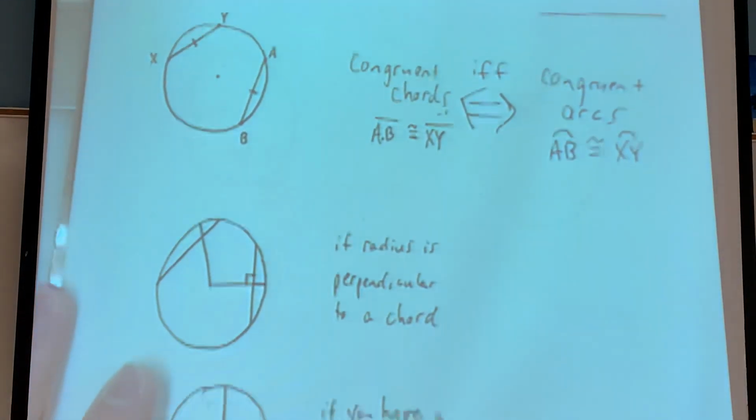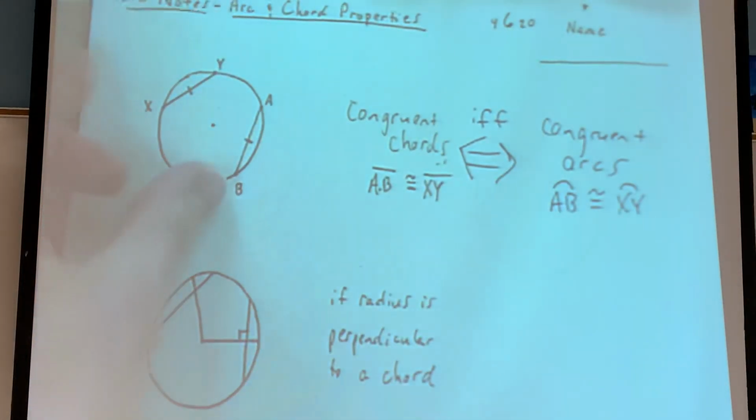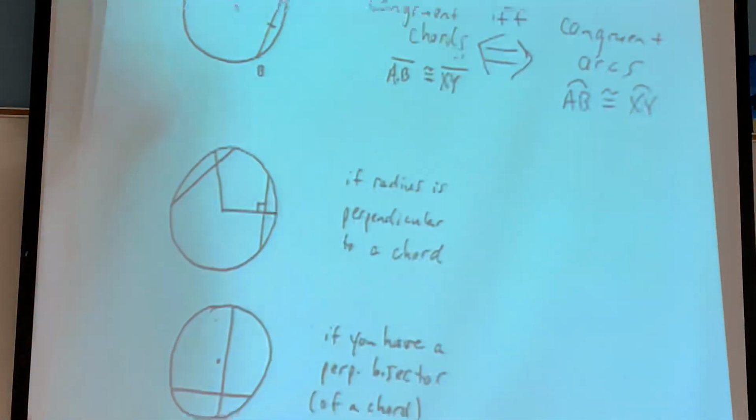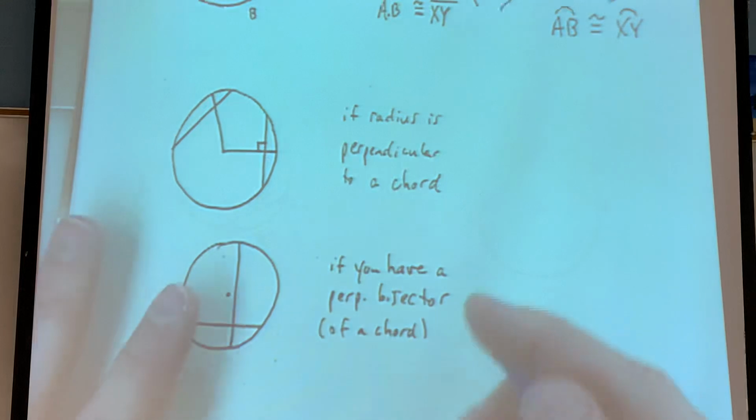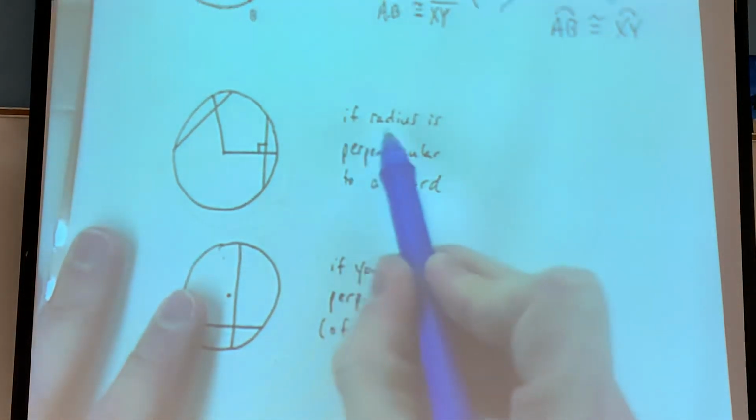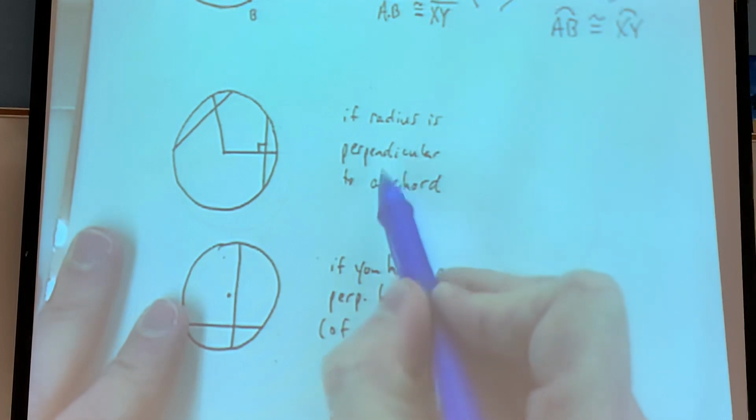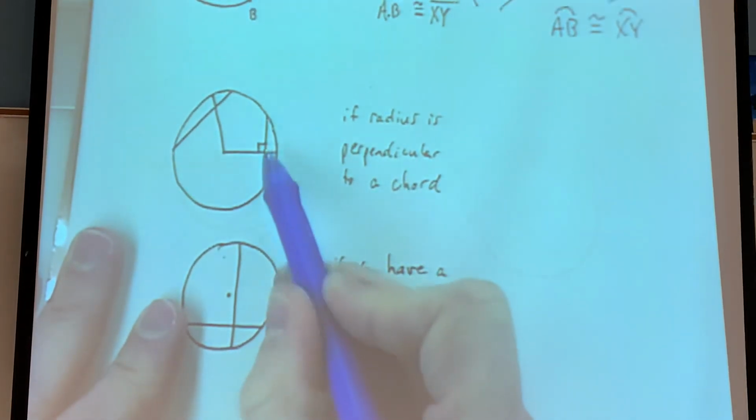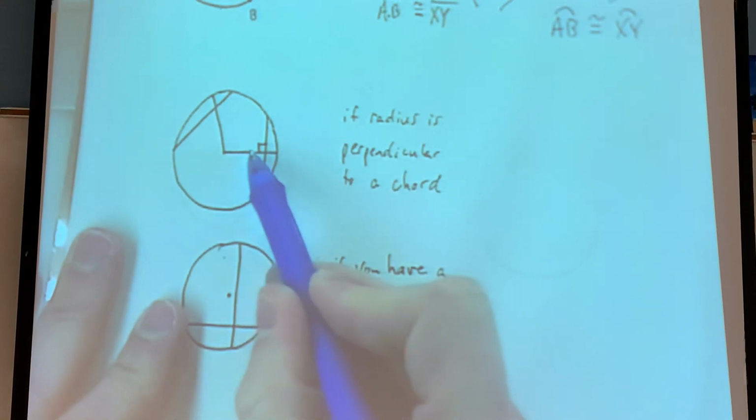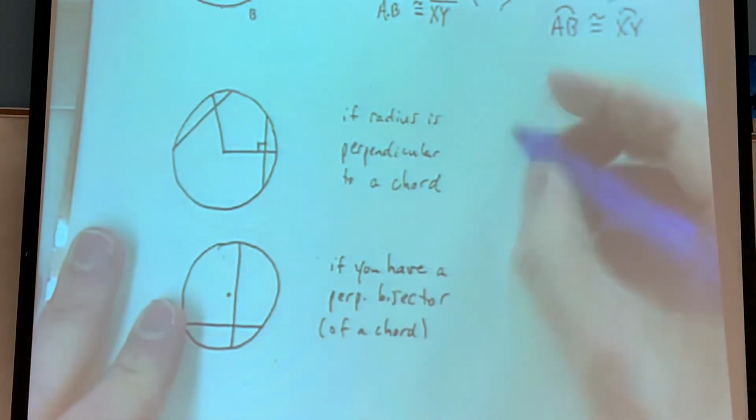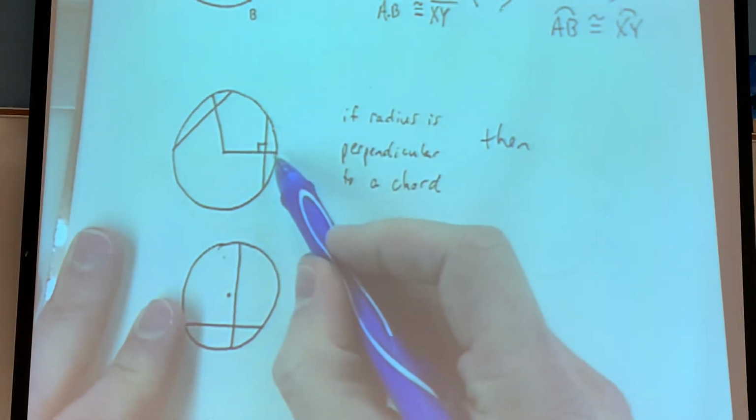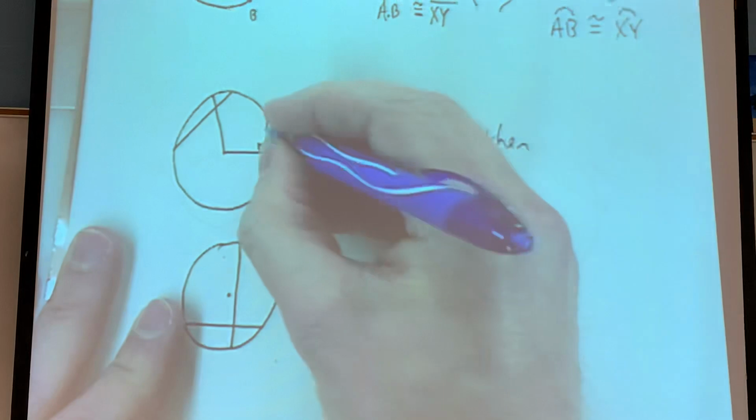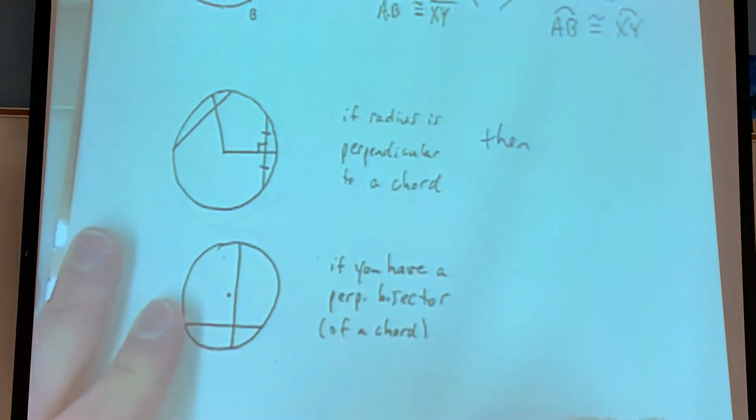Okay, second property. Okay, this one says if you have a radius and it's perpendicular to a chord. So here you have a chord, and this radius coming out of the center is perpendicular. You get a 90-degree box here. Then it follows that it chops this chord in half. It bisects this chord. So each of these halves would be congruent.